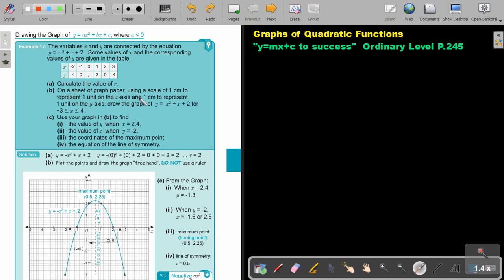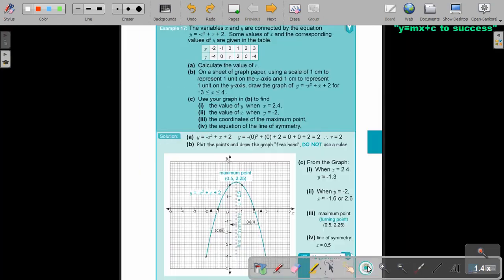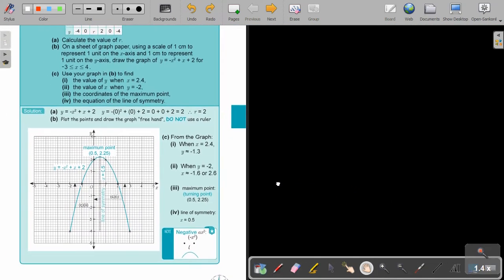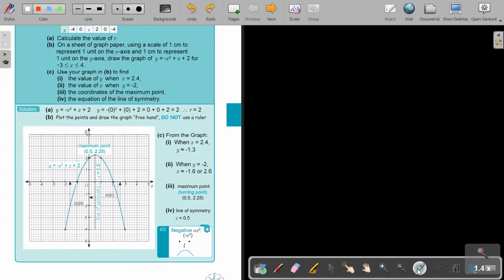Then on a sheet of graph paper, using a scale of 1 centimeter to represent 1 unit on the x-axis and 1 cm to represent 1 on the y-axis, draw the graph for this. Use your graph to find the value of y when x is 2.4. So first, go and plot each and every point. Make sure you're not leaving a point out. And then draw your curve freehand, not with the ruler. Now you can start with the questions.